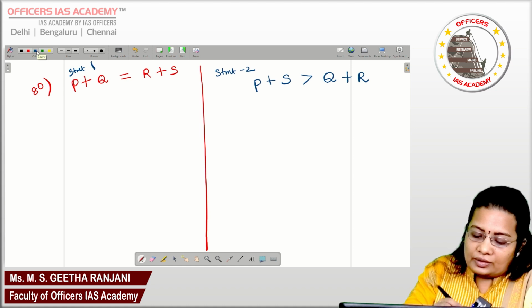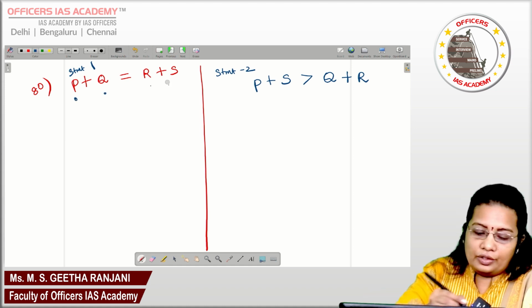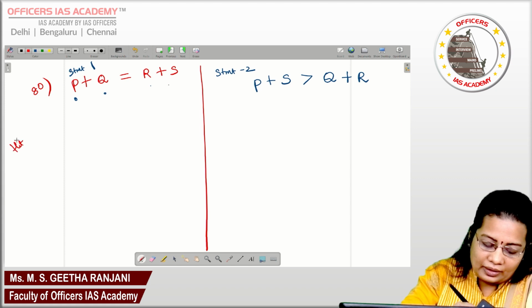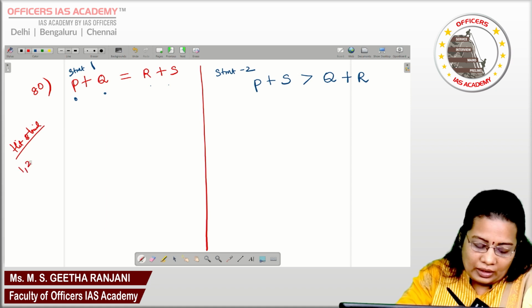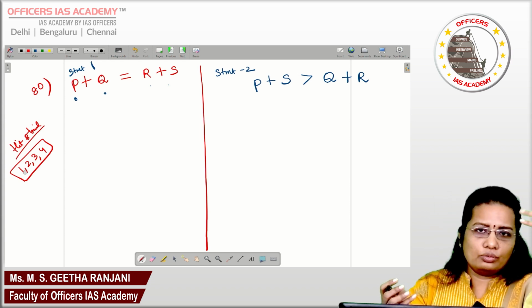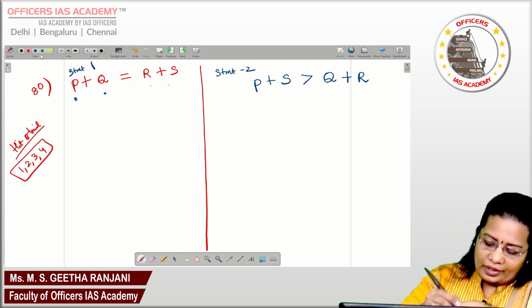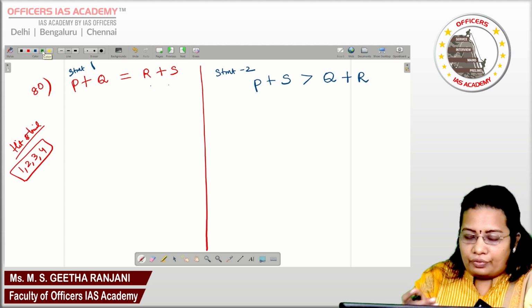So the next thing is P plus Q, R plus S. Here we can use the hit and trial method because it is a comparison based problem. For the hit and trial method, we will be using the smallest natural numbers. How many natural numbers do we want? P, Q, R, S is 4 values. So I have taken 1, 2, 3, 4. You can substitute these 4 values for P, Q, R, S in different ways.